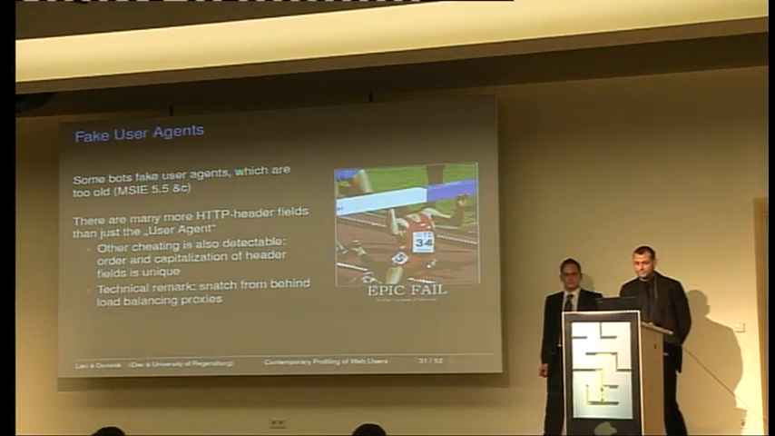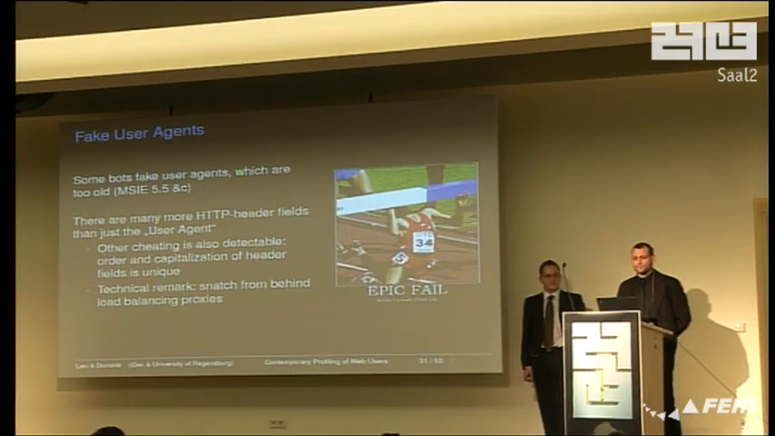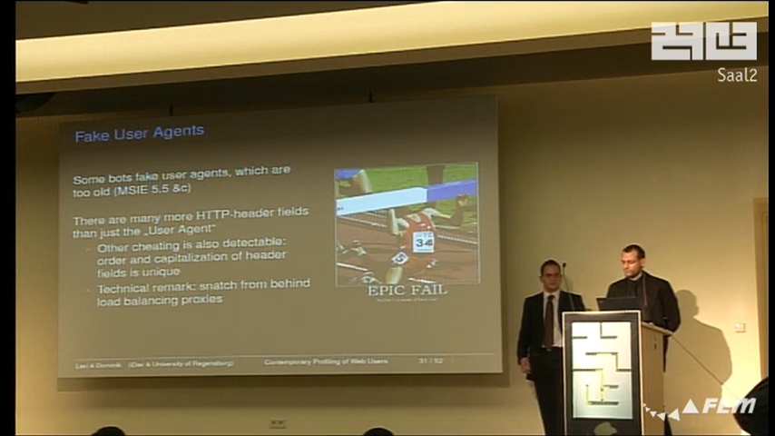You can just put a static website there telling them to just upgrade their bot. The next thing is that there are many more HTTP headers out there than just the user agent. So why not use those? And the funny thing is that the HTTP headers in each different browser are uniquely ordered. So you take a list of all the HTTP headers in the request and look at the order of the request, and then you can see what the browser actually is.